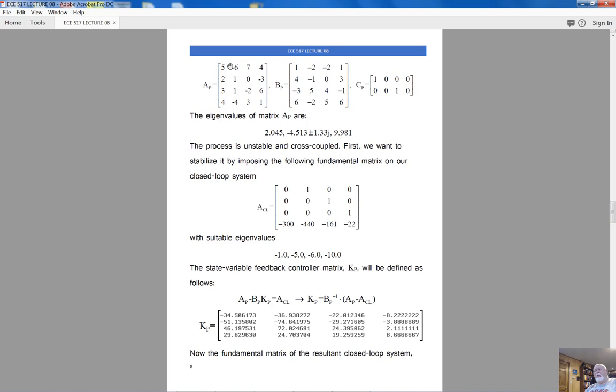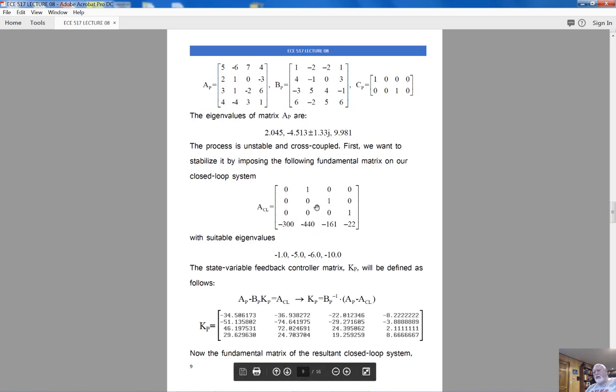But it's even worse. By looking at the fully populated matrix AP and fully populated matrix BP, one should conclude that the system is not only unstable, it is also cross-coupled, which means that each control effort affects all outputs of the system. It's a cross-coupled system. First of all, we would like to stabilize the control plant by making sure that the stabilized system will have this fundamental matrix with eigenvalues minus 1, minus 5, minus 6, and minus 10. These values are arbitrary, but the task is a very particular task of stabilizing this unstable control plant. It's just a matter of doing system design.